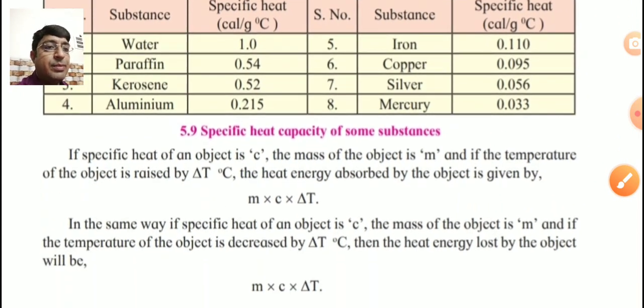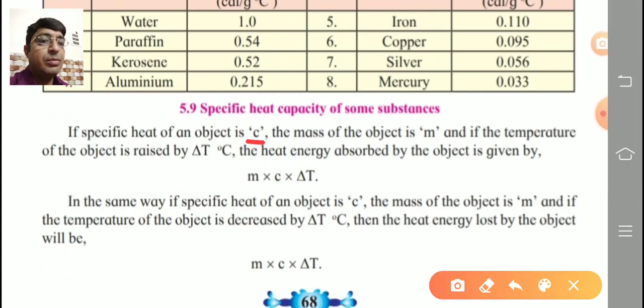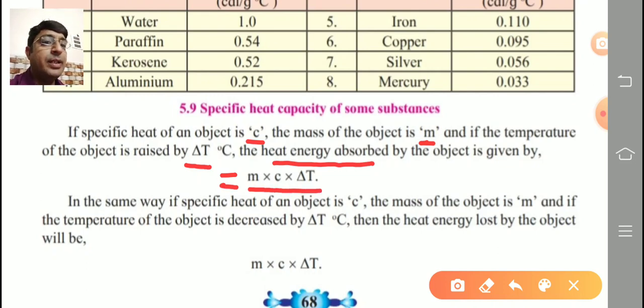Specific heat capacity of some substances is given in the table. Next, if the specific heat of an object is C, specific heat is denoted by the letter C, and the mass of the object is m. If the temperature of the object is raised by some value, denoted by delta T in degrees Celsius, then the heat energy absorbed by that object is equal to mass multiplied by specific heat capacity multiplied by change in temperature, m into C into delta T.